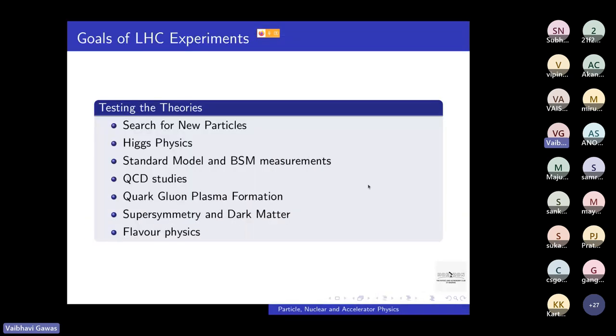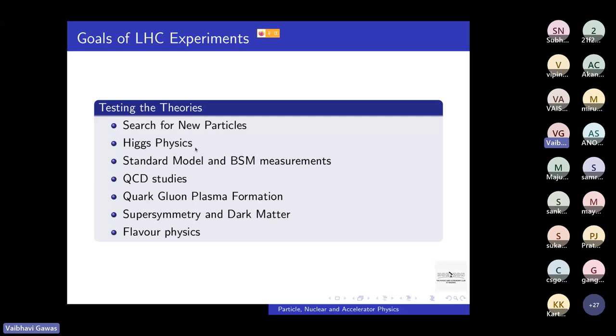LHC has different goals based on its different experiments, which is to search for new particles at higher energies or at very rare interactions or low interaction rates. For this, you need really, really large data sets, and that's why LHC is also going for Run 3, which is going to increase the number of data sets involved.